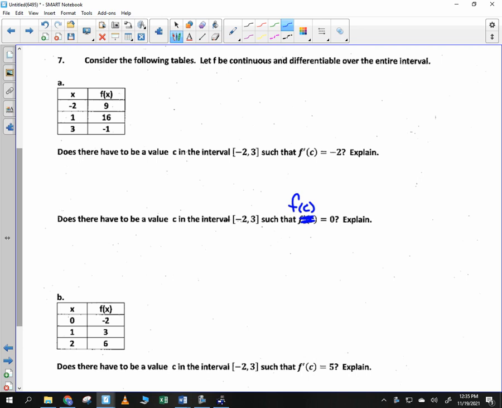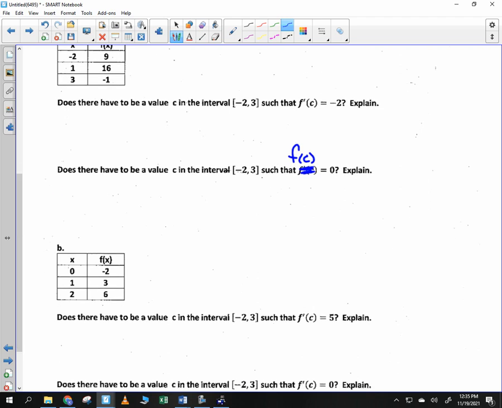Yeah. Why? Yeah, because you go from 16 to -1, right? So in that interval from 1 to 3, you have to cross over 0, right? So all we would write is we would just say yes. And then what we would explain is we would say f of 1, what's f of 1 equal to? 16, and f of 3 is equal to -1. So do you remember what theorem told us that we have to cross over 0?